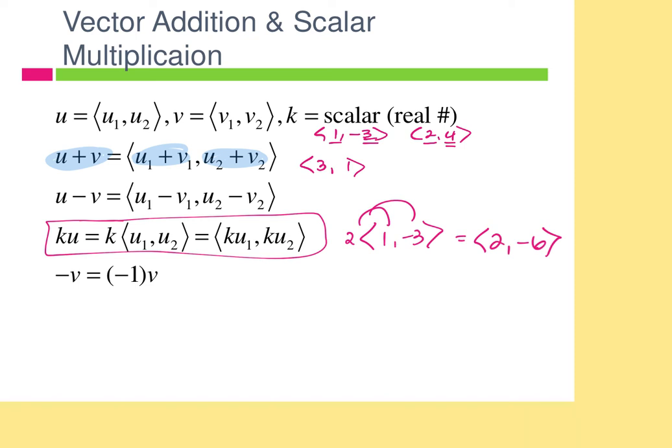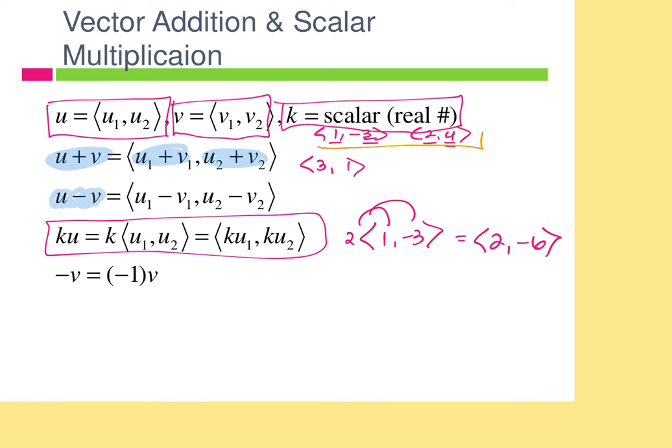The top line is the same. This is what I would use. So u would be u1 and u2, v would be v1 and v2, and k represents a scalar or a real number. Then I could subtract them. So if I took these same ones, it would be 1 minus 2 and then -3 minus 4. And that would be -1, -7. Order there is obviously important.